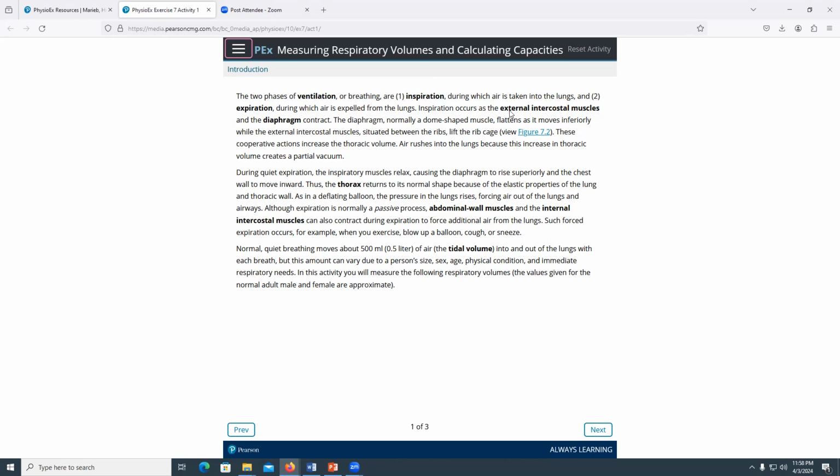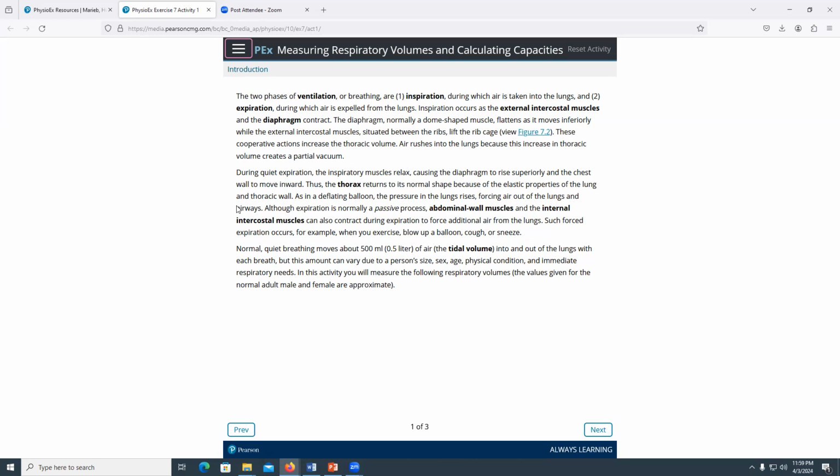So in inspiration, it is the external intercostal muscles and the diaphragm that contract, in order to expand the transverse diameter of my rib cage and to increase the volume of my thoracic cavity. And when I increase the volume, the pressure is going to drop and air would enter from the atmosphere into my lungs nicely and smoothly. And I also have abdominal wall muscles that would help when they also contract.